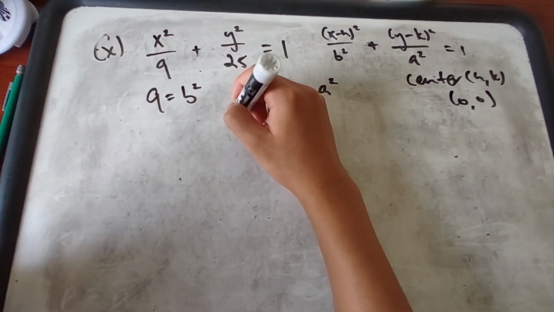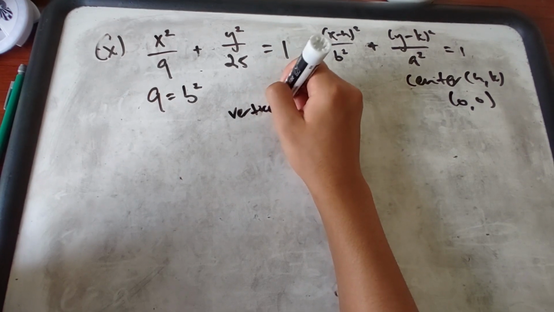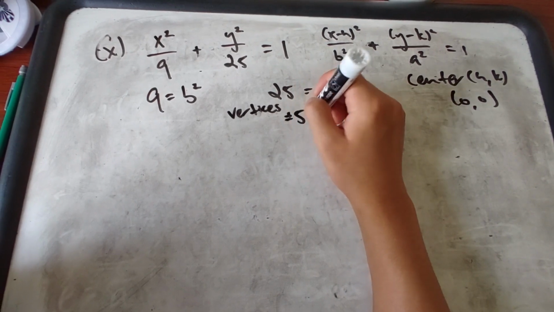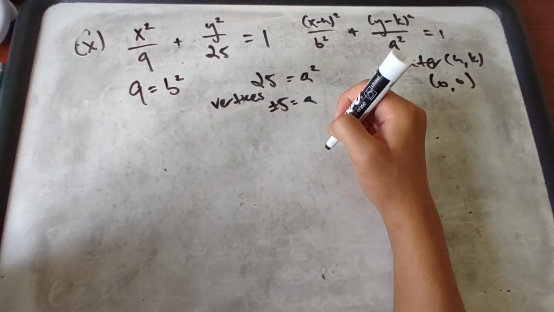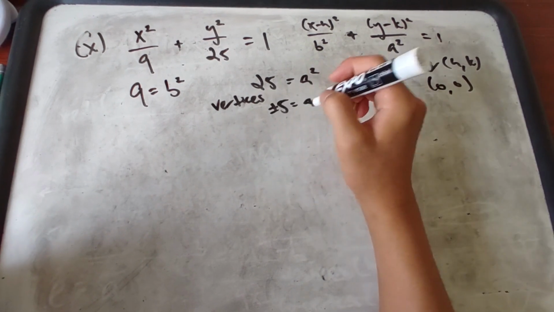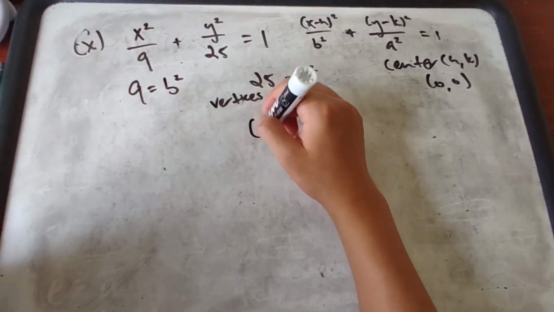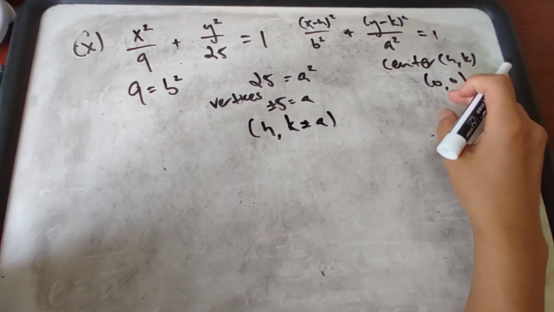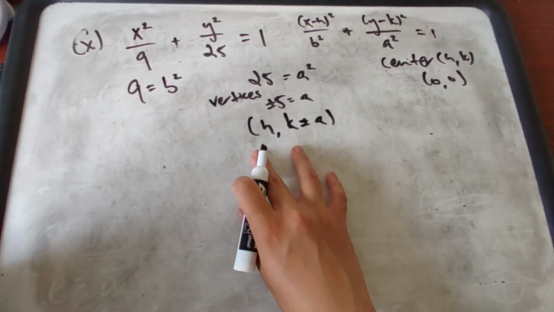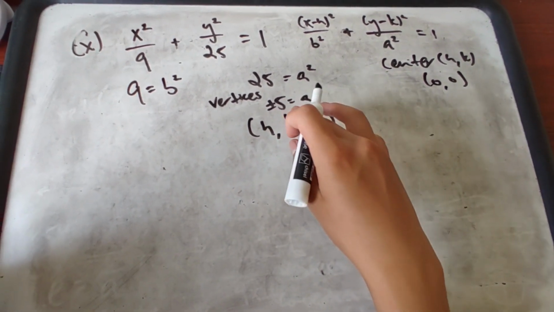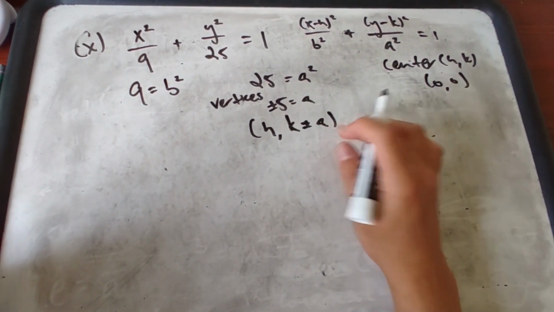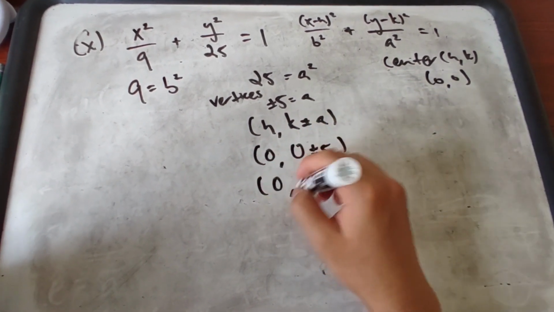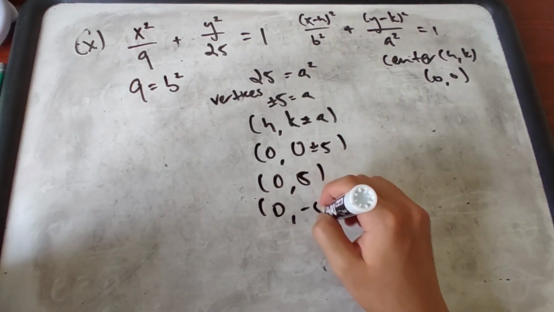So back to the vertices and the co-vertices. We can solve for the vertices first, for the y. So a would actually just be plus or minus 5. When we find the ordered pair for the vertex, because this is affecting the y value, it'll be h comma k plus or minus a. So we substitute in the center, which is h comma k, and we substitute in the distance from the vertices to the center, which is a. So that would be 0 comma 0 plus or minus 5. That will give us 0 comma 5 and 0 comma negative 5.